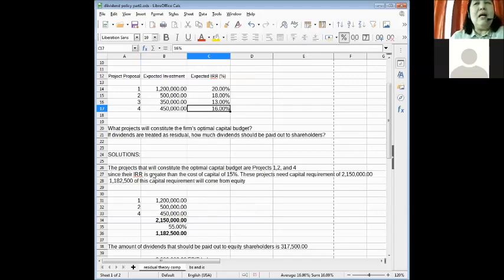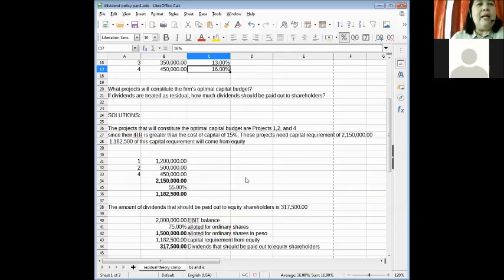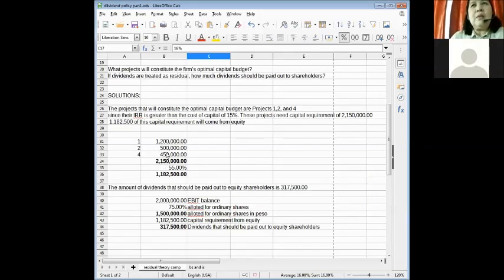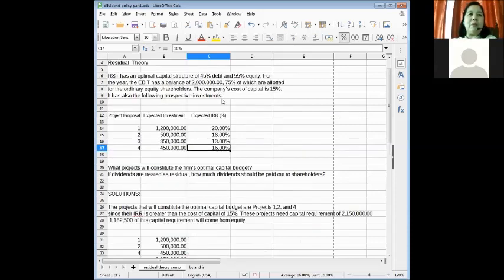And since return, IRR, is greater than the cost of capital of 15%, these projects need capital requirement of 2,150,000. And 1,182,500 of this capital requirement will come from equity. Paano mo? Itong tatlong project na to will cost us 2,150,000. Eh, 2 million lang naman yung kita natin doon. Pero ang sabi, yung 55% naman daw ay manggagaling sa equity. Given din naman yan. Sinasabi niya, 55%.